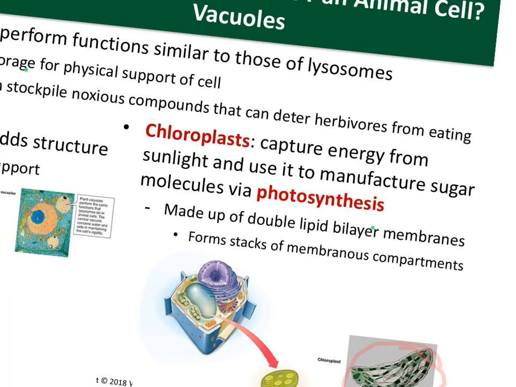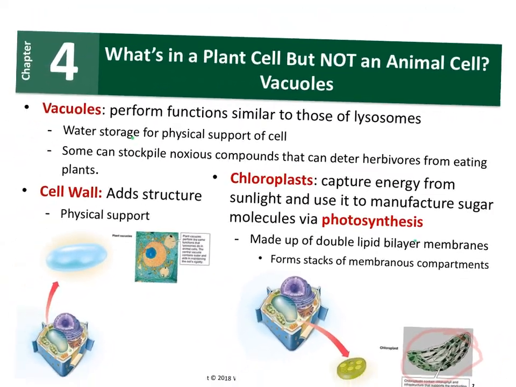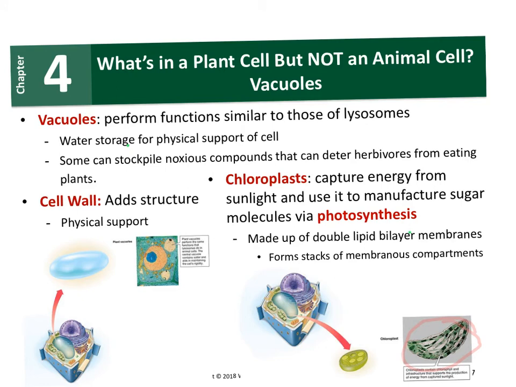Now, I mentioned that plant and animal cells have some differences. First of all, plants have a cell wall. Animal cells don't. Plants also have, instead of lysosomes, these vacuoles that perform a number of different functions. Water storage, and it turns out a lot of plants make very toxic compounds so that animals don't come along and eat them. And so they sometimes store these in vacuoles, as well as enzymes that kind of break them down.